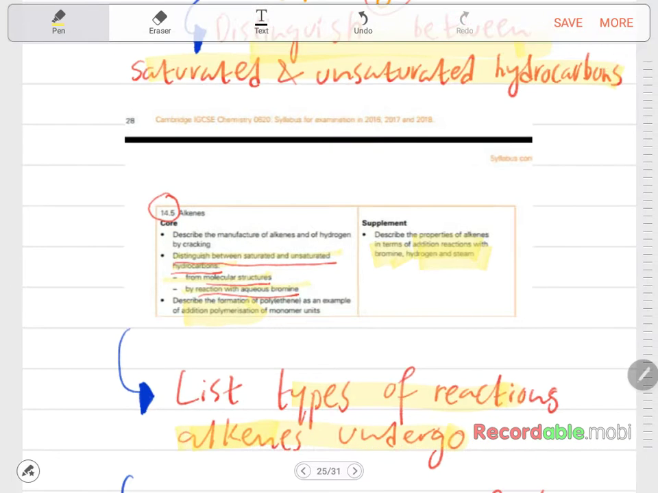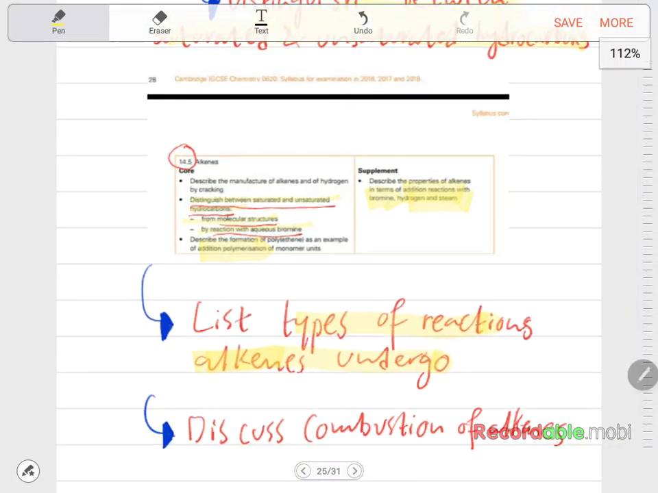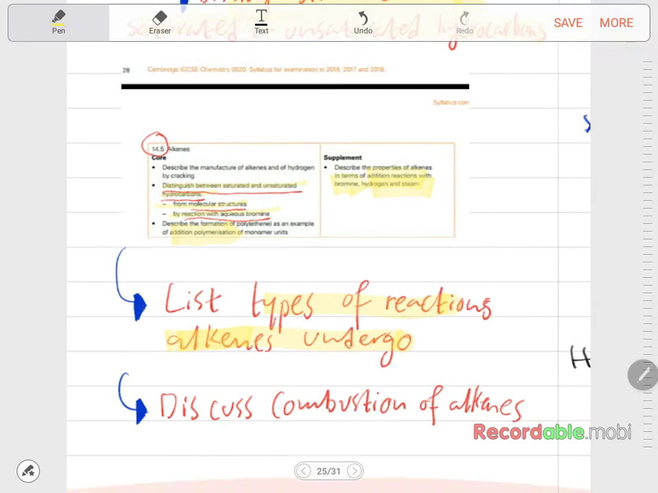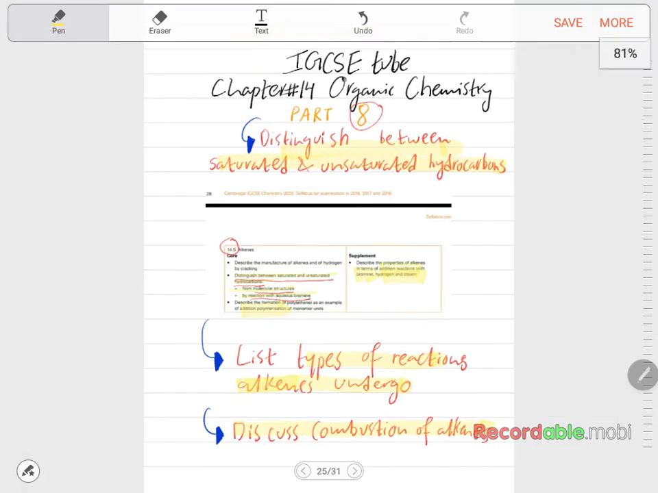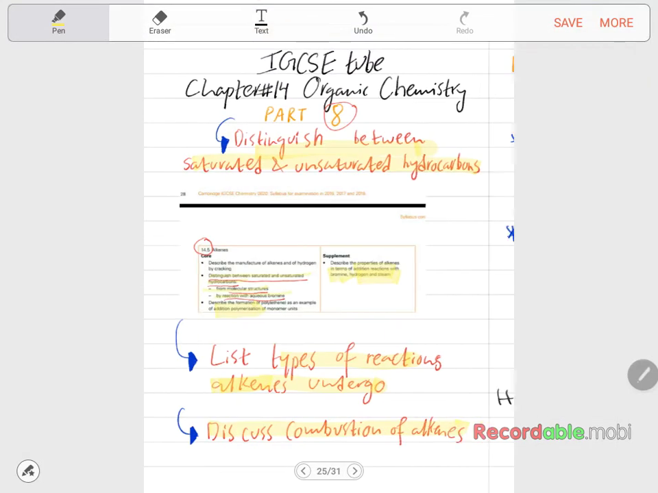I really would recommend that you make the video full screen in order to clearly view what I'm doing. After listing the reactions, I will just be listing them. I will not be explaining them. These will be in parts 9 and 10. So in this video, I'll be discussing the combustion of alkenes and how it is different compared to the combustion of alkanes that I talked about in an earlier video. Okay, so let's get started.